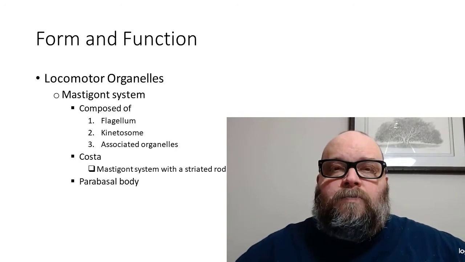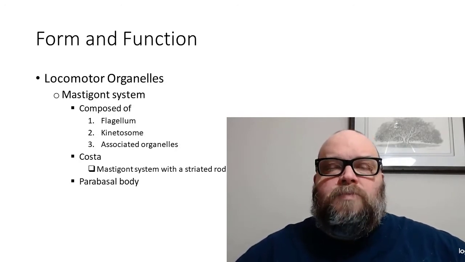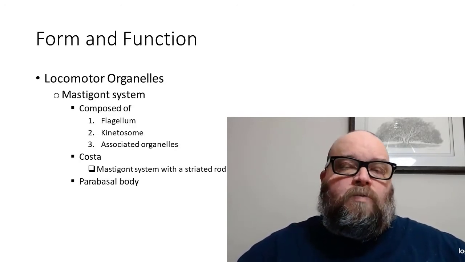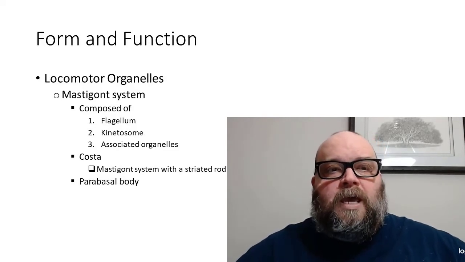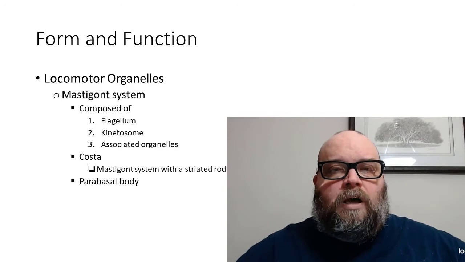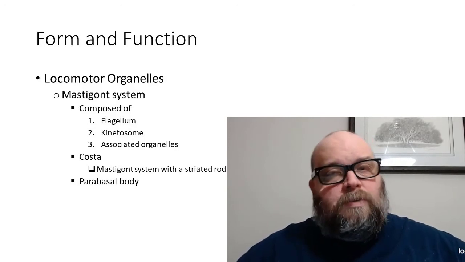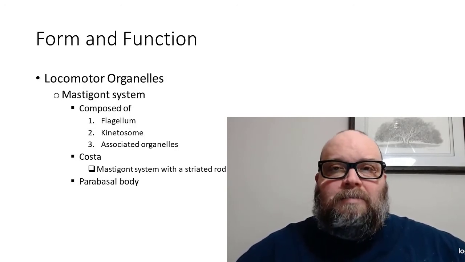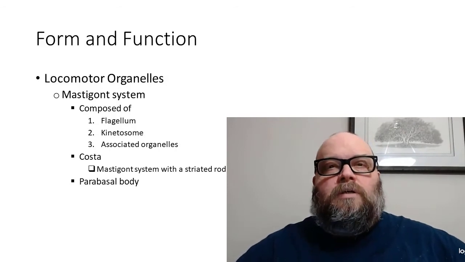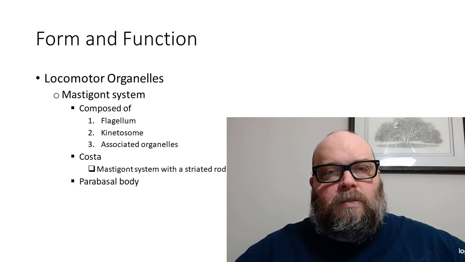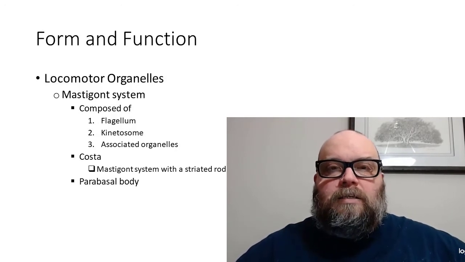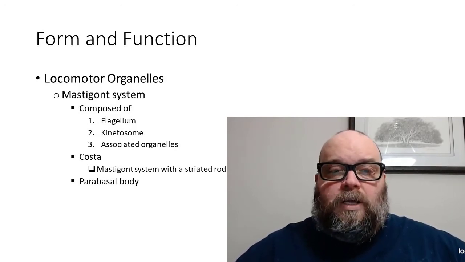Could also be a place for anchoring of enzymes and whatnot. So if you don't have a mitochondria, then you can have the costa and some of these other organelles that associate with the mastigont system be a place to anchor, to house the different enzymes that we would associate with the mitochondria and oxidative phosphorylation.